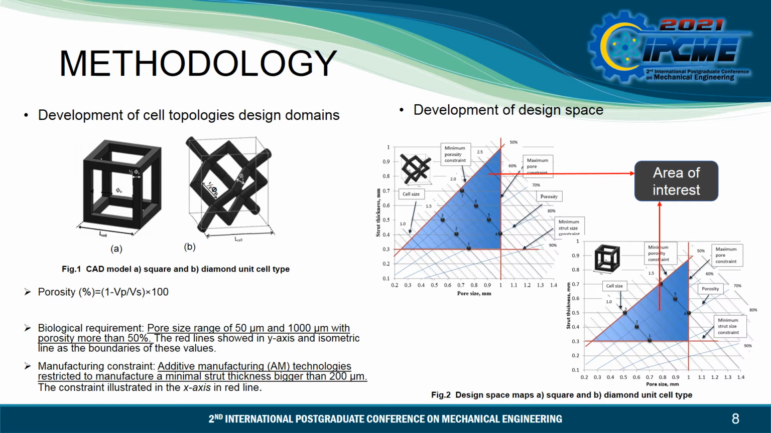Before we generate this design space mapping, there are two important requirements to be considered. First is the biological requirement, where the pore size ranges from 50 to 1000 micrometer with porosity more than 50%. These boundaries are represented in the y-axis and isometric line. And second is the manufacturing constraint, where additive manufacturing technology is restricted to manufacturing a minimal strut thickness bigger than 200 micrometer, and the constraint value is illustrated in the x-axis.